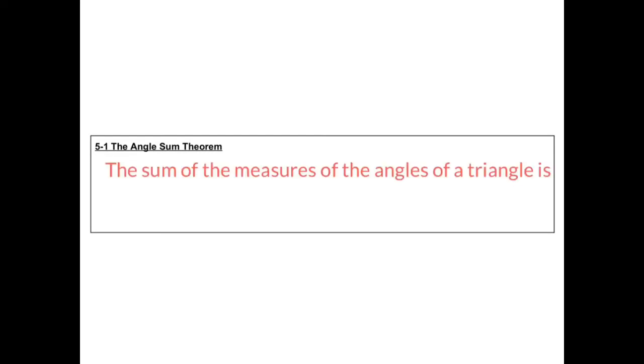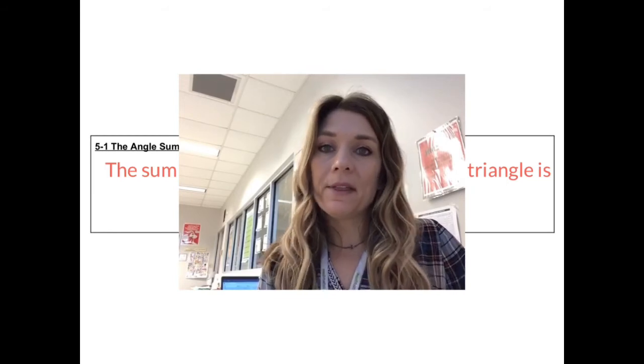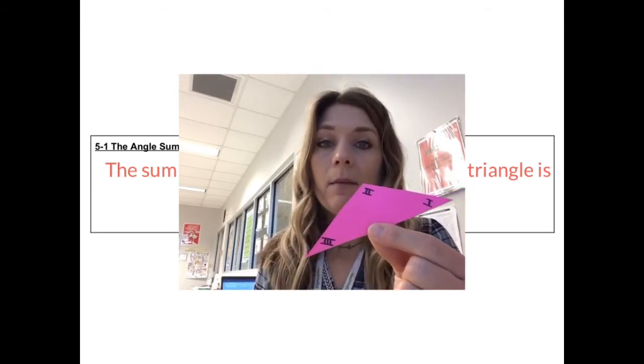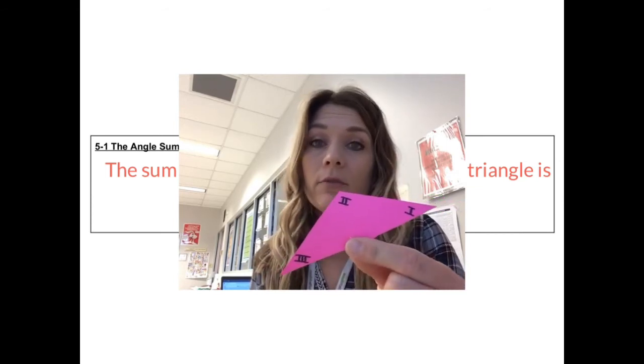The angle-sum theorem says that the sum of the measures of the angles of a triangle is 180 degrees. And now I'm going to try to explain a little bit about where this comes from. So what I have here is a triangle, and I have labeled the angles in the triangle angle 1, angle 2, and angle 3 using Roman numerals.